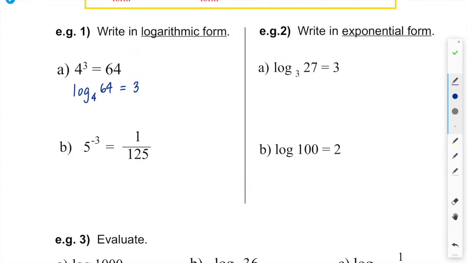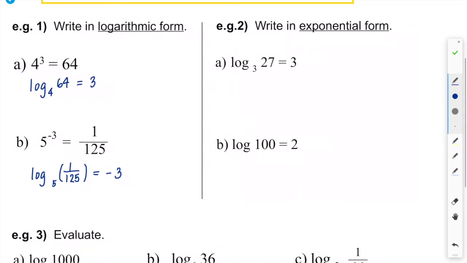So let's try another one. Base of the power is 5. So here we have log of 1 over 125 base 5. If you think this is confusing, you can put brackets around the 1 over 125. And this is equal to negative 3.